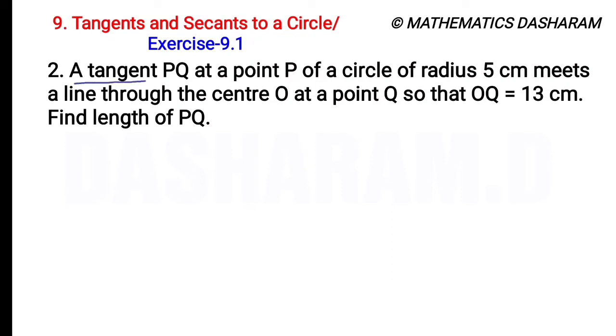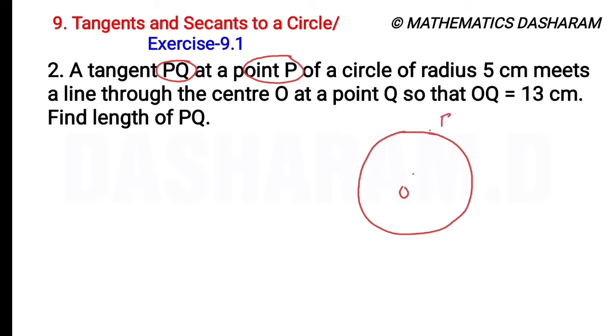Second question, a tangent PQ at a point P of a circle of radius 5 cm meets a line through the center O at a point Q so that OQ equals 13 cm. Find the length of PQ. So let's draw a circle with the center O. As per the question, tangent PQ at point P. So let's take one point P here. From this point P, let's draw one tangent.